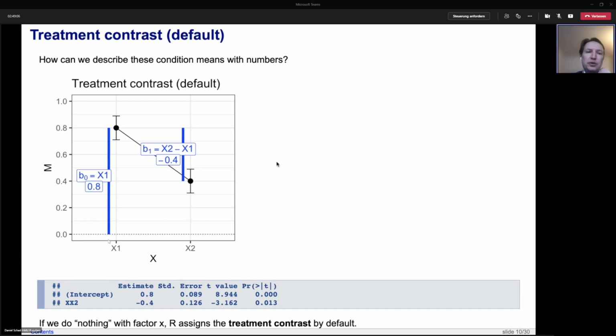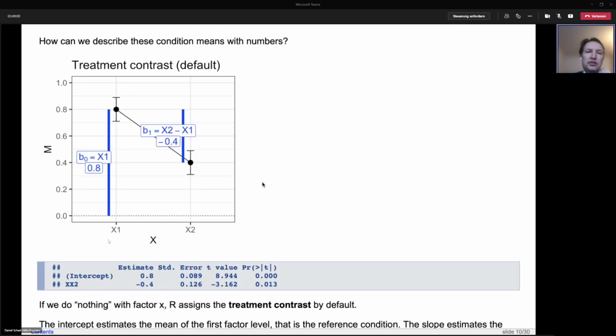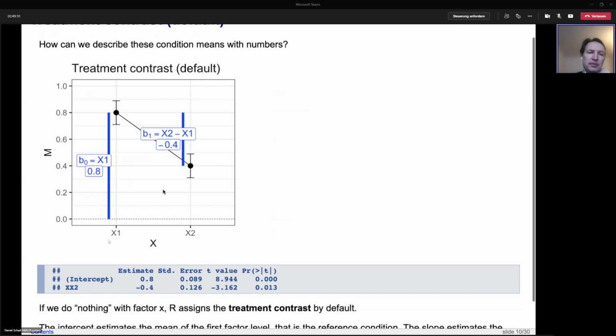So how does the treatment contrast describe this pattern of means? What it does is the intercept, B0, is just coded as the mean of condition x1. In this case, this would be 0.8. And so that's the baseline condition. That's what we learned in the last session already.